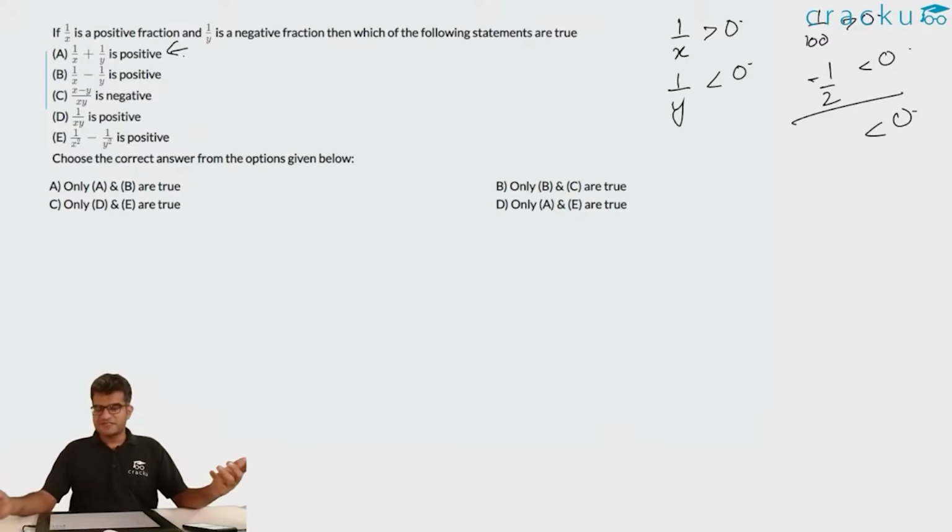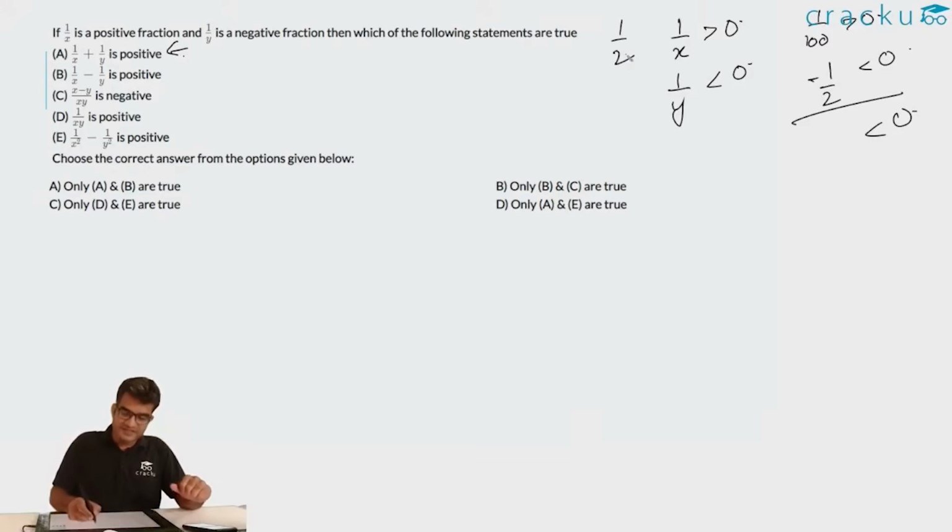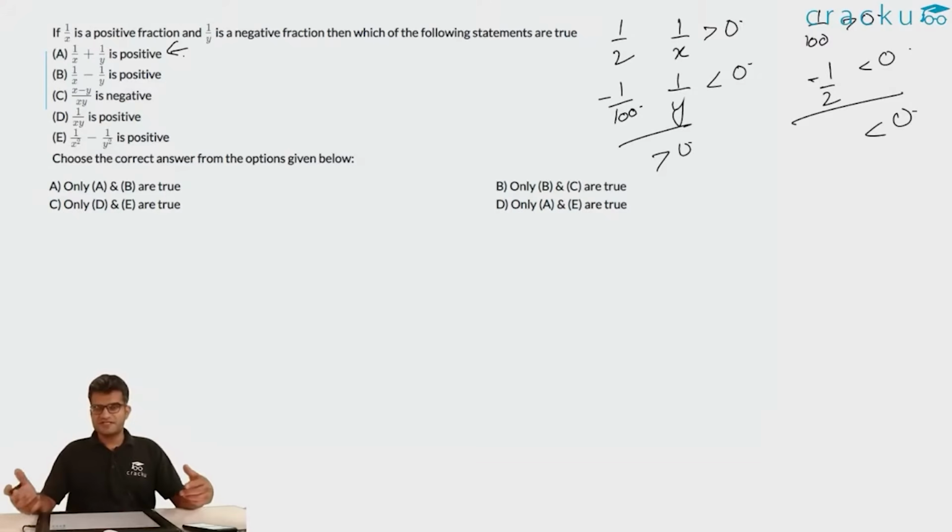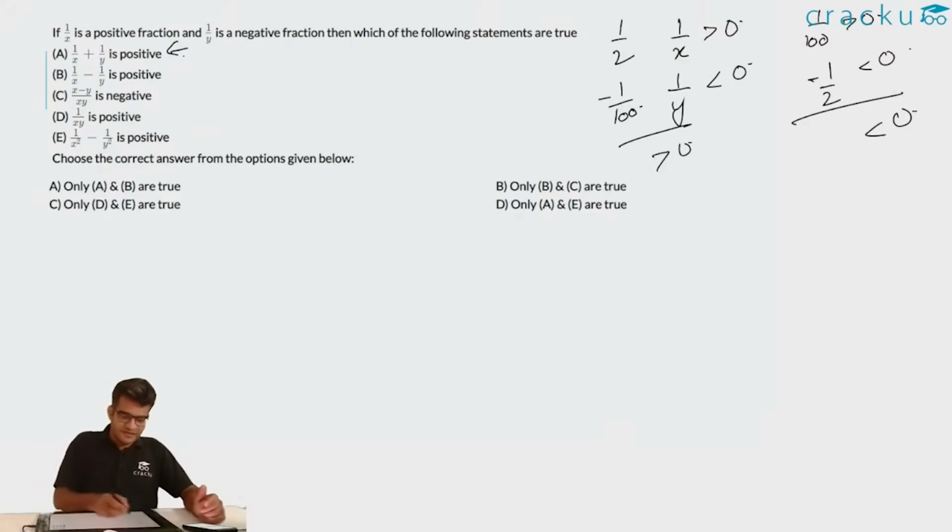This is not always the case if you, for example, interchange the values of x and y. If x is, say, 2, that is 1 by x is 1 by 2, and y is say minus 100, then 1 by x plus 1 by y will be now greater than 0. So it can be either greater than 0 or less than 0 depending on the values of x and y. So this one is not always true.